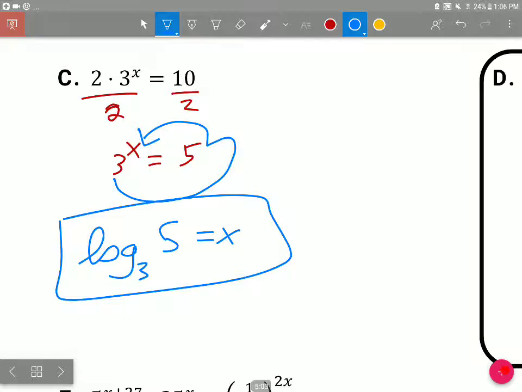Letter D. Try to see the next one. Maria, you okay over there?